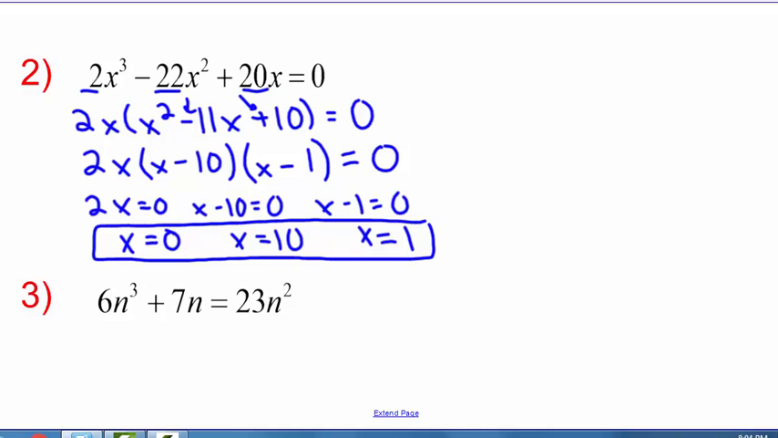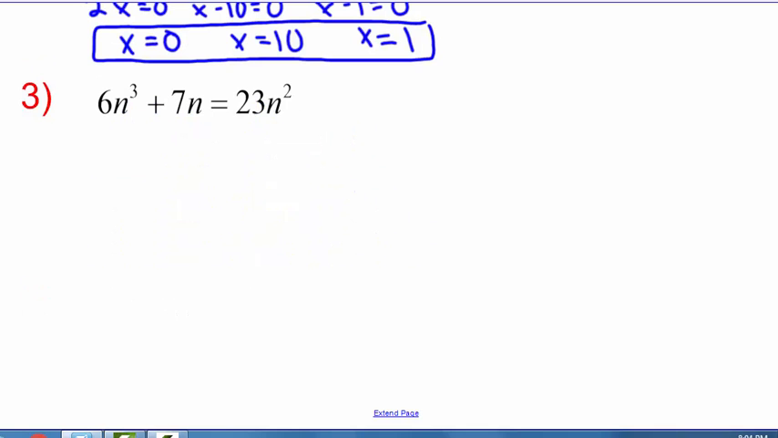Looking at number 3, first thing I notice, I have n's in all of them, so it looks like I'm going to take out an n. I'm also going to move the 23n squared over. So I get 6n cubed minus 23n squared plus 7n. Now, after I take out the n, I'm going to try to factor it here.